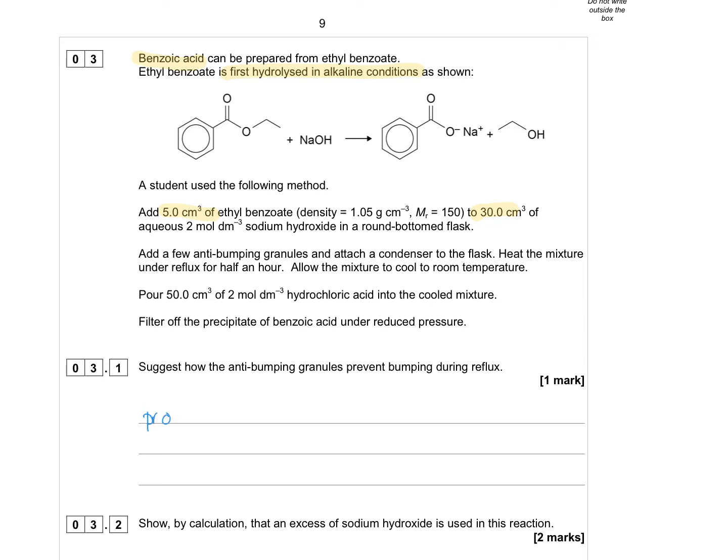So they prevent bumping, which means large bubbles which would cause the mixture to shoot out over the top of the flask, by providing a surface for small bubbles to form on. So it reduces the size of the bubbles by providing a surface.